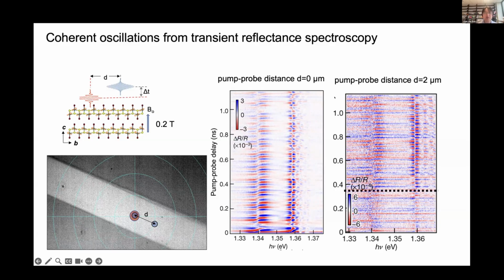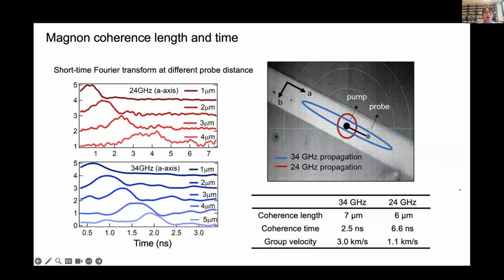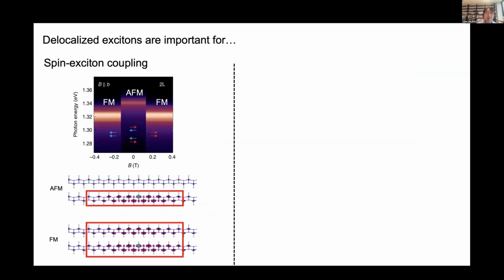And so in using this technique, we can essentially see how the spin waves in our systems are propagating in space and time. And if we look at their coherence time and the group velocities, they're not too bad, especially the coherence length and time. I would say it's not as good as conventional magnetic systems like YIG, but for a 2D material compared to other 2D materials, I think it's not too bad.